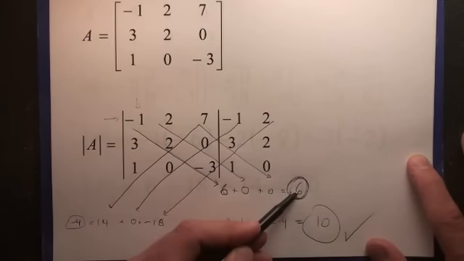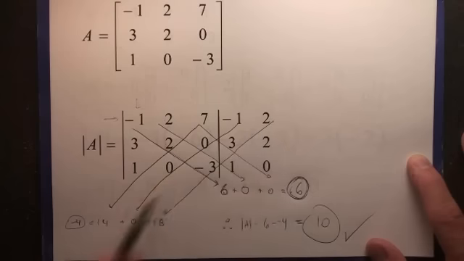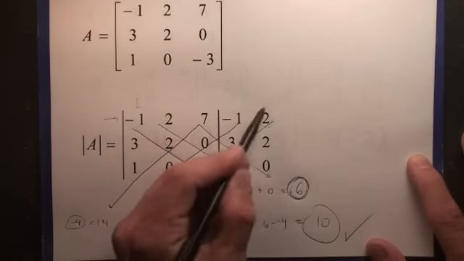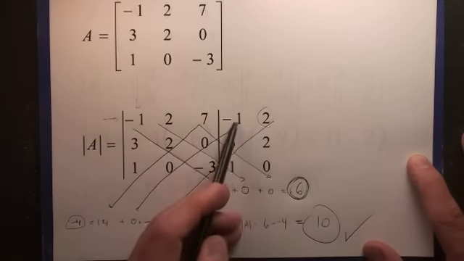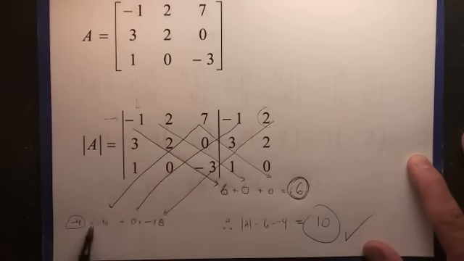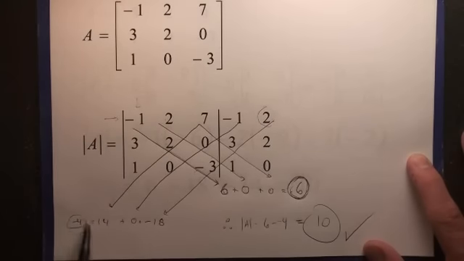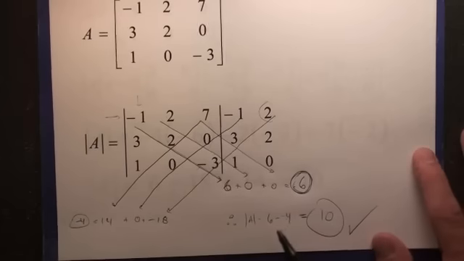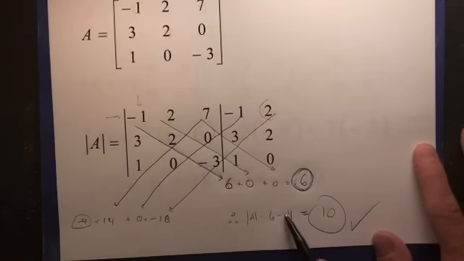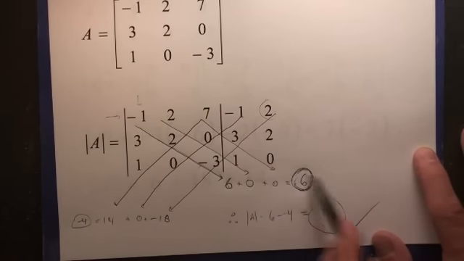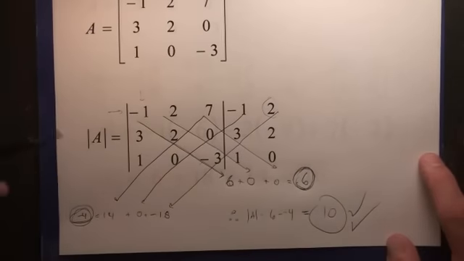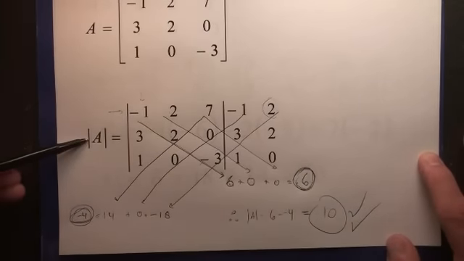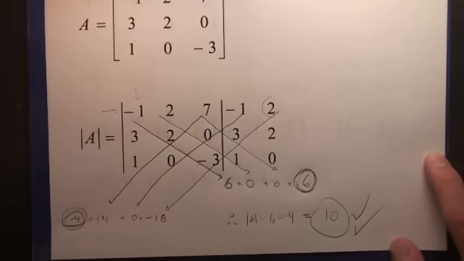This is basically your number from multiplying to the right. We're then going to subtract the number going back this way. We're going to start at the upper right hand corner. 2 times 3 times negative 3 is negative 18. Negative 1 times 0 times 0 is 0. 7 times 2 times 1 is 14. All right, negative 18 plus 14 is negative 4. Then we're going to subtract. 6 take away negative 4, right? This number, take away that number, is going to give you a 10. So the determinant of matrix A equals 10.